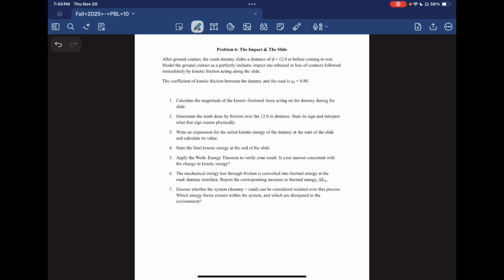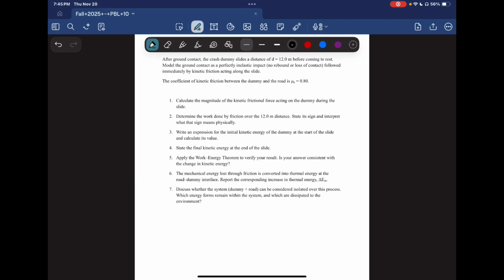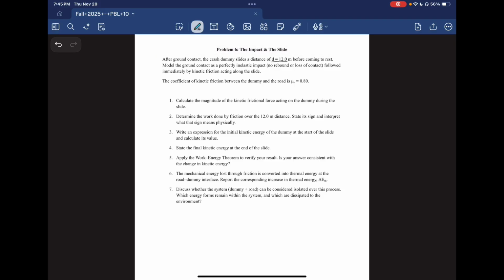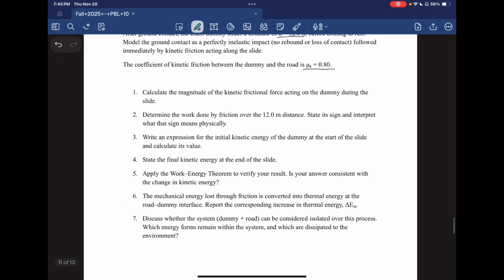All right, now we're going to analyze the slide. So after the ground contact, the dummy slides a distance of 12 meters before coming to rest. It is a perfectly inelastic impact, so there's no rebound or loss of contact, followed immediately by kinetic friction along the slide. And then we have the coefficient is 0.8.